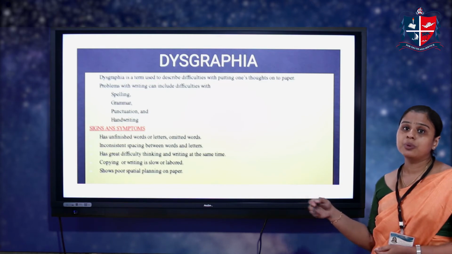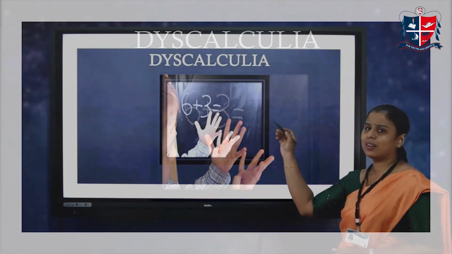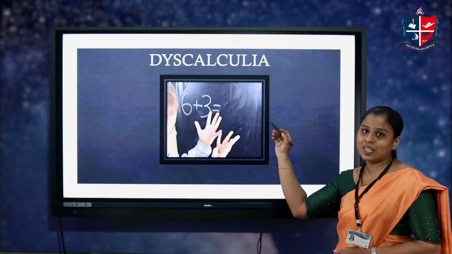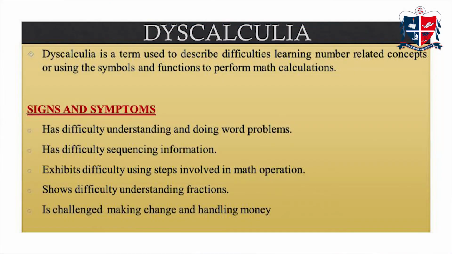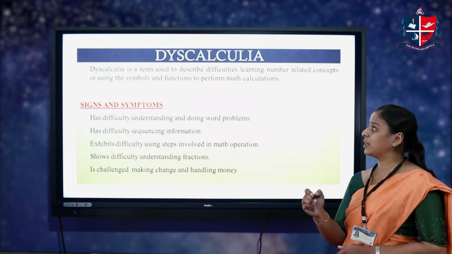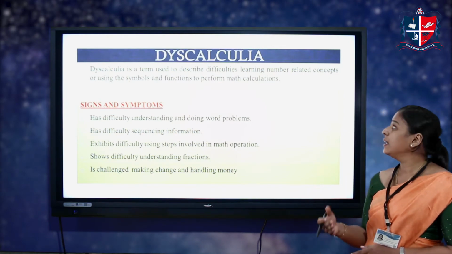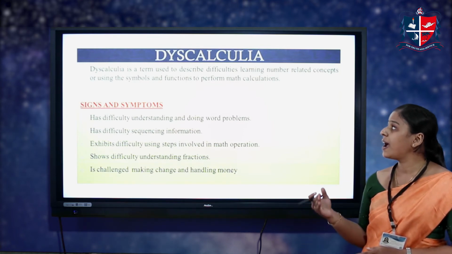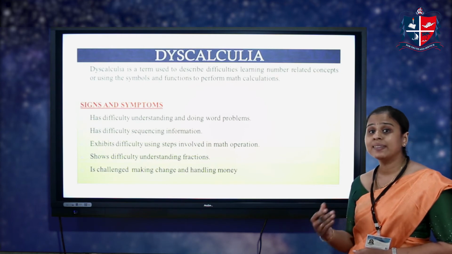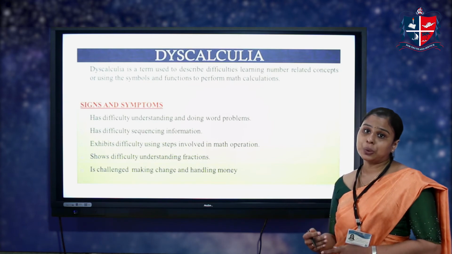Now let's move to the next type, dyscalculia. What is dyscalculia? You know the term, right? Calculations. They have difficulty in calculations. So let's see the major signs and symptoms of dyscalculia. Dyscalculia is a term used to describe difficulty in learning number-related concepts or using symbols and functions to perform math experiences. They have difficulty in doing math.